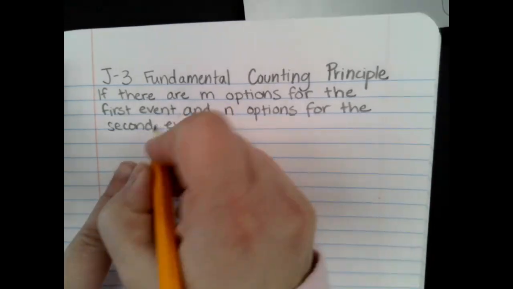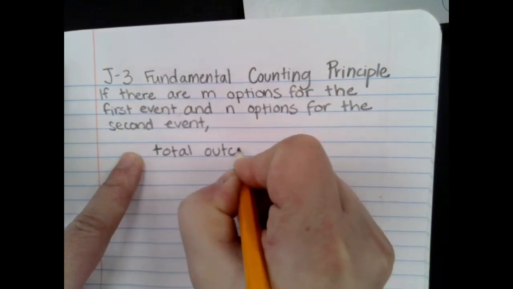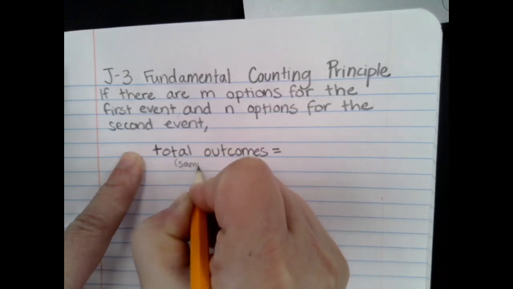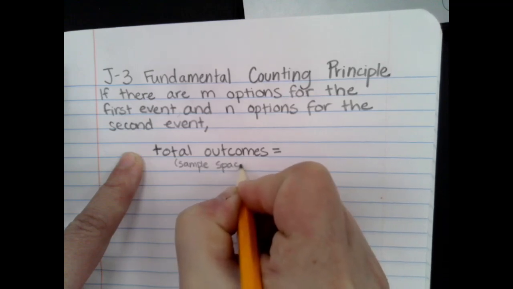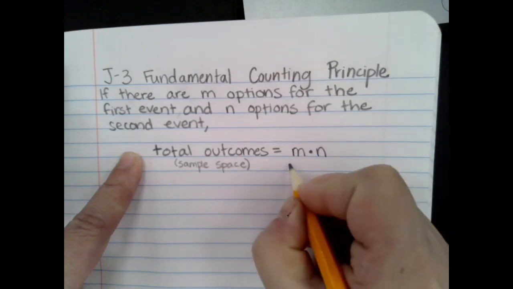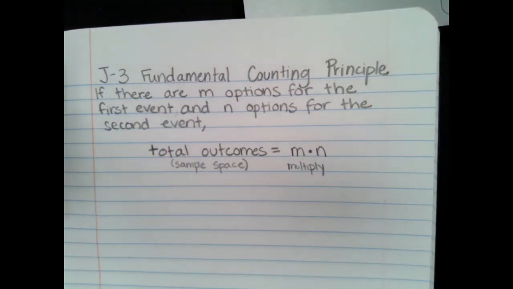Okay. And so to do that, our total outcomes, so our sample space, is m times n. We just multiply our amounts. And again, this works really well if we have the same amounts for every decision that we're making. Yesterday it didn't work well because it changed into different amounts each time. But today it'll work well because we'll have the same amounts every choice that we make.